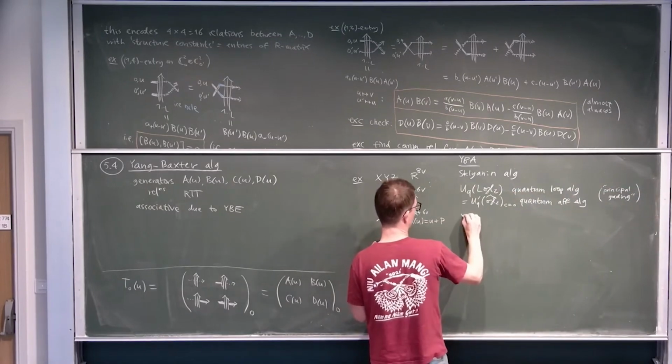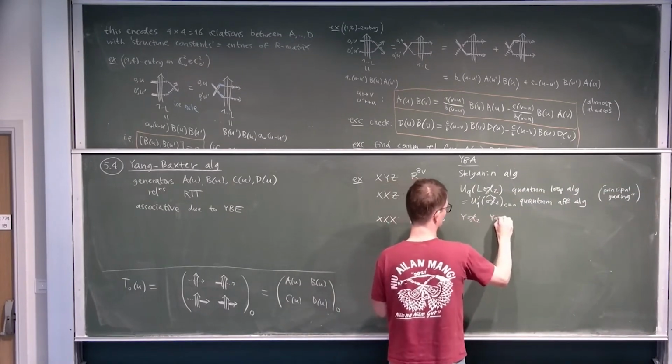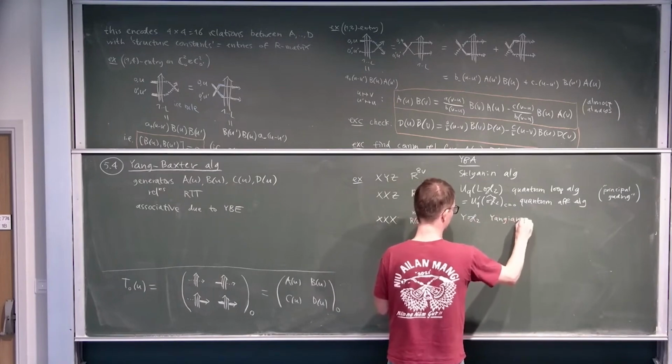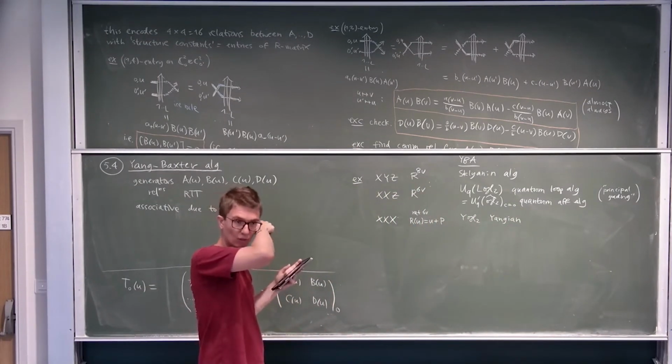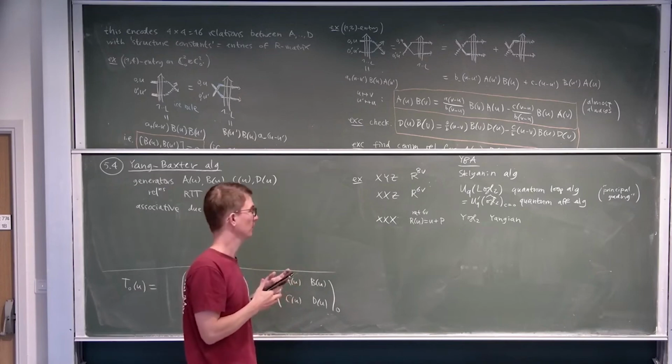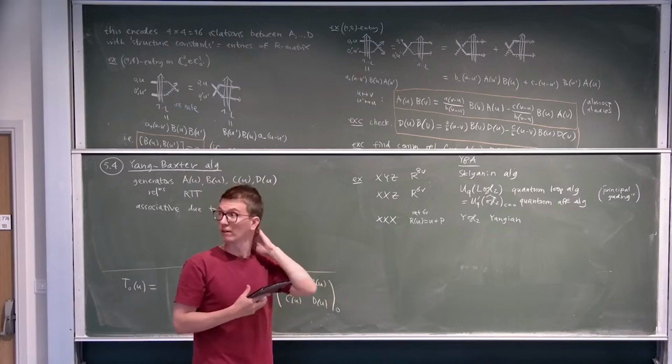Finally, for the XXX spin chain, this is the Yangian of gl_2. So all of these are infinite dimensional quantum groups. So they have some coproduct and antipodes and so on.